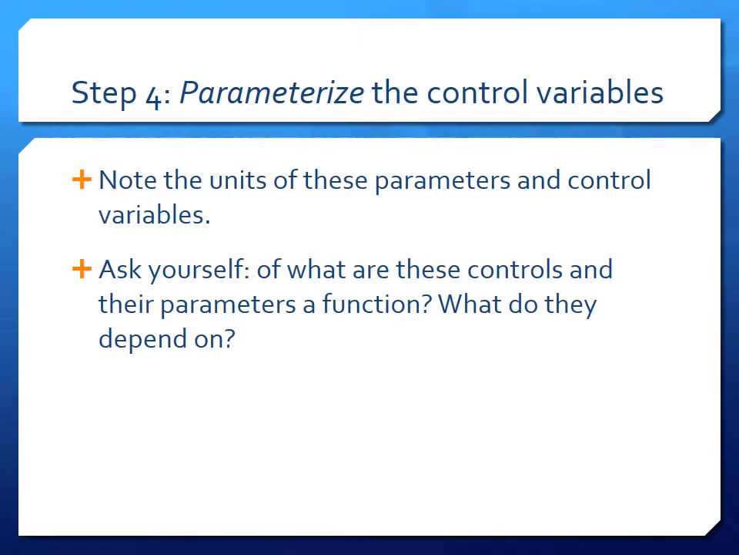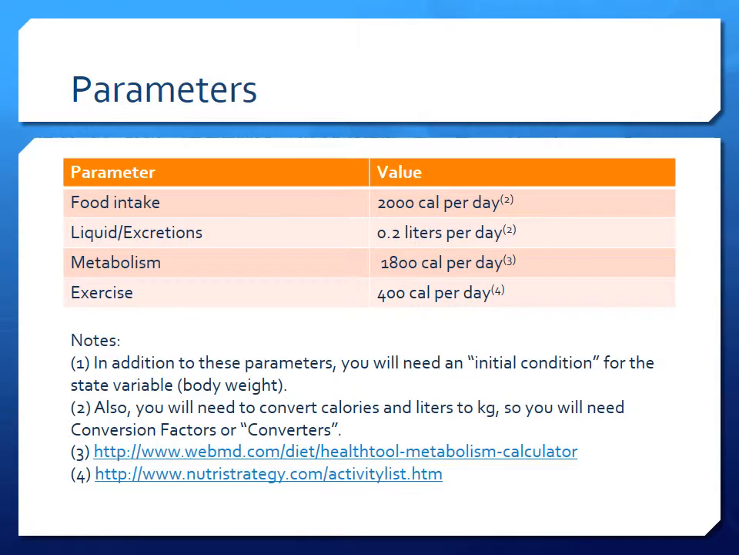What do they depend on? Okay, so let's take a look at, in this example, the parameters. And let's assume, for the sake of an initial model, the food intake of your body weight is 2,000 calories per day. Liquid and excretions, the net liquid that you ingest minus the excretions, is roughly 0.2 liters, or 200 milliliters per day.